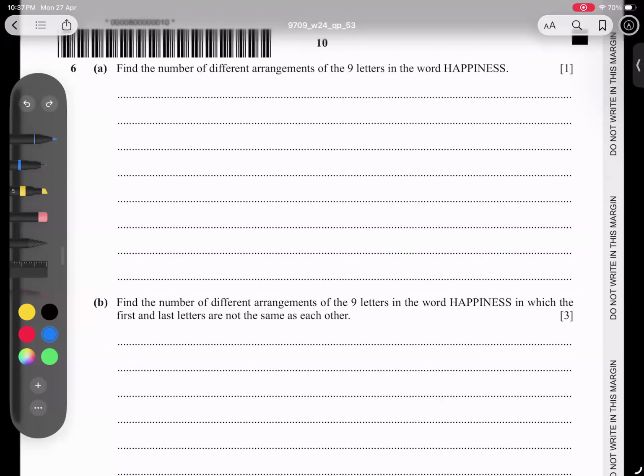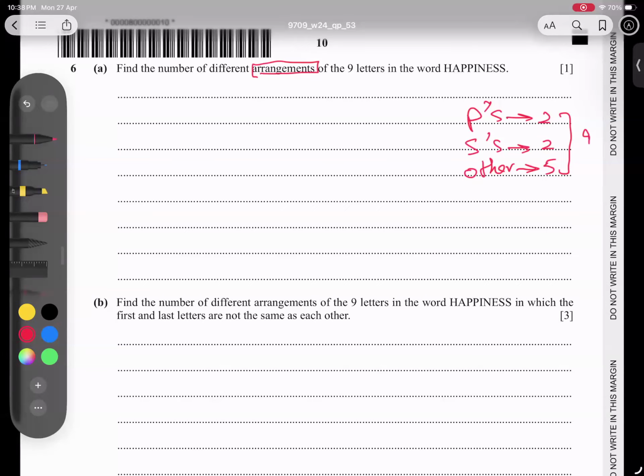Question 6, students: find the number of different arrangements of the 9 letters of the word HAPPINESS. Whenever this kind of situation comes, we check which letters are repeating. P comes 2 times, and S also comes 2 times. There are 9 letters in total, so 5 others, since 4 plus 5 is 9. So others are 5 and total 9.